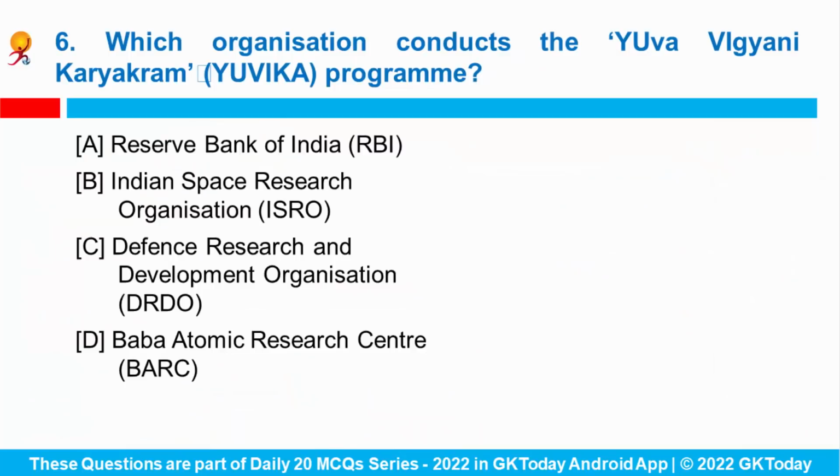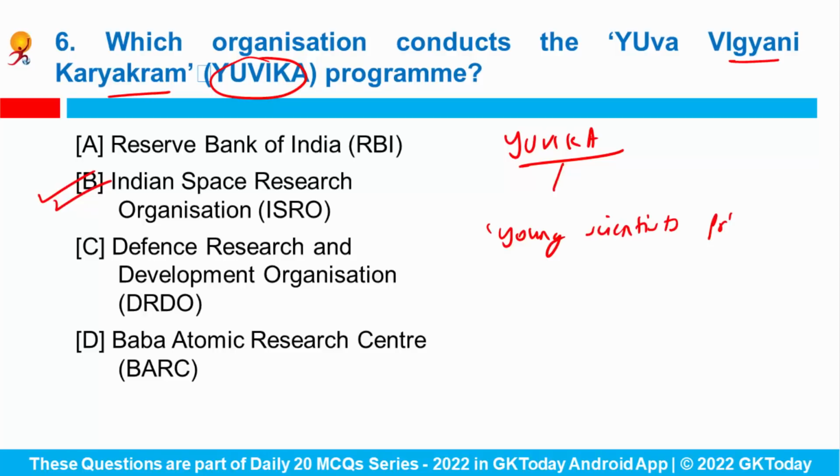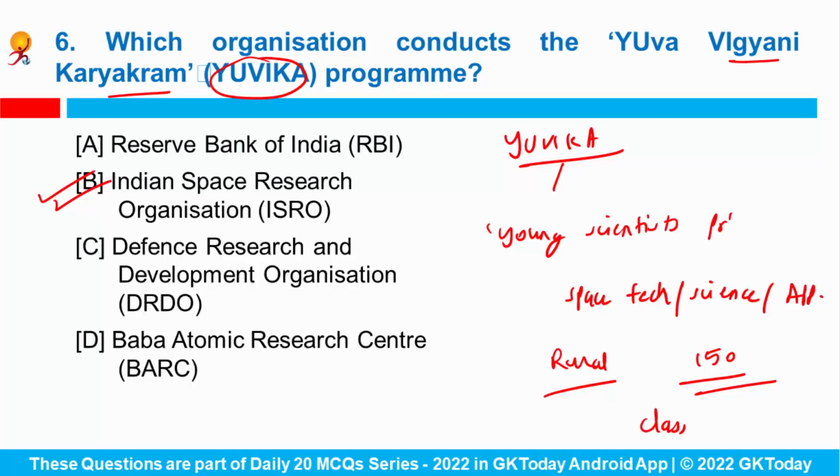Question number 6. Which organization conducts the YUVA Vigyani Karyakram, or you can say YUVIKA program? So Indian Space Research Organization is organizing a special program for school children and named it as YUVIKA. Also it is called as Young Scientist Program. So it aims to impart basic knowledge on space technology, space science and space applications to the young students, especially for those from rural areas. So this program aims to select 150 students across the country who are studying in just class 11th.